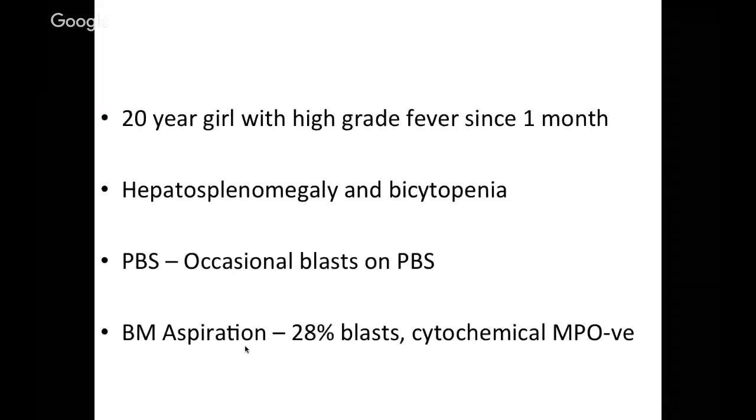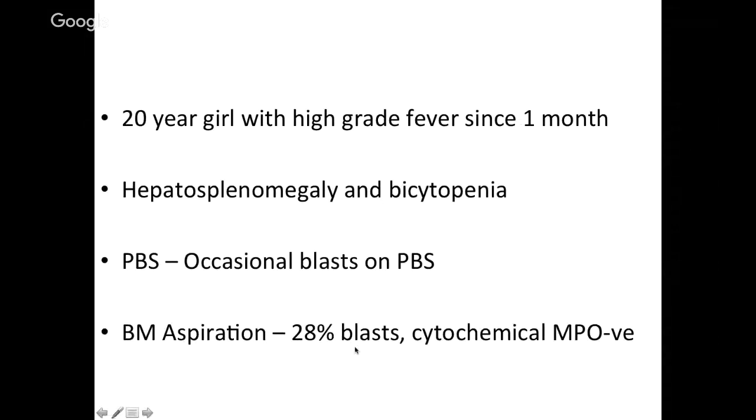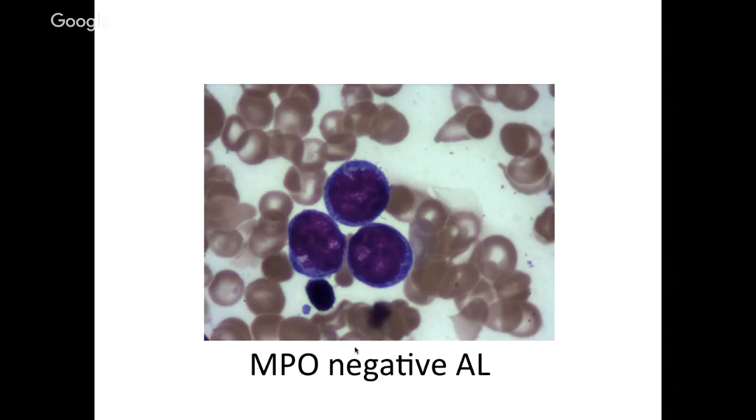Now this is a young girl, came to us with fever for 1 month, has a big spleen and liver, and cytopenia. Peripheral smear shows blasts, bone marrow revealed 28% blasts. We did MPO and it was negative. Doesn't look like monoblastic though, but MPO was negative. So we call it MPO negative acute leukemia.